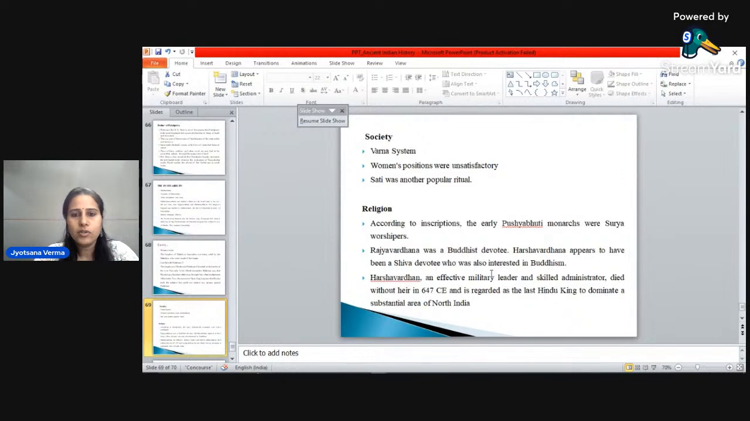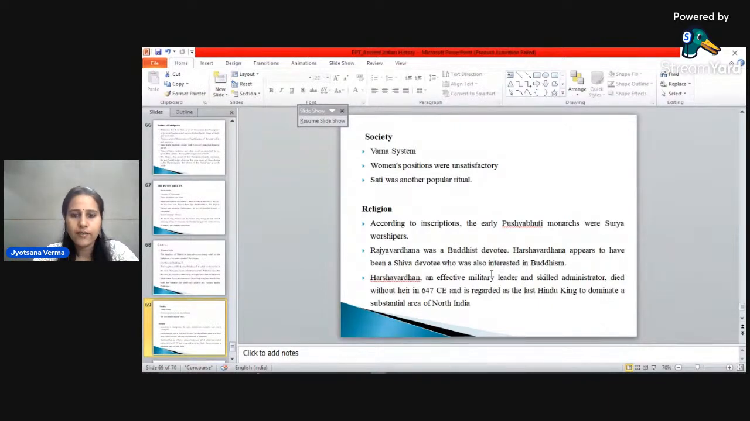Religion: according to the inscriptions, the early Pushyabhuti monarchs were Surya worshippers, worshipping the sun. Rajyavardhana was a Buddhist devotee, and Harshavardhana appeared to have been a Shiva devotee who was also interested in Buddhism.